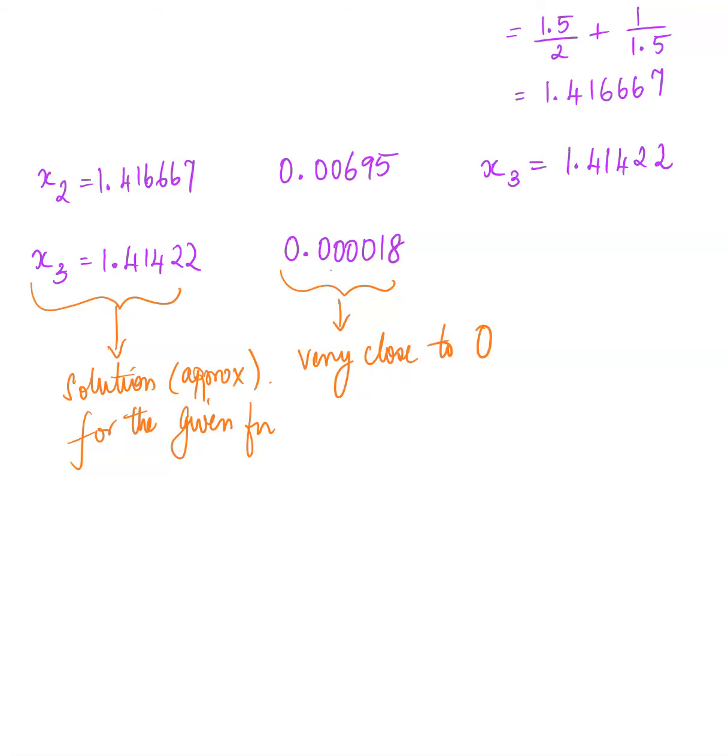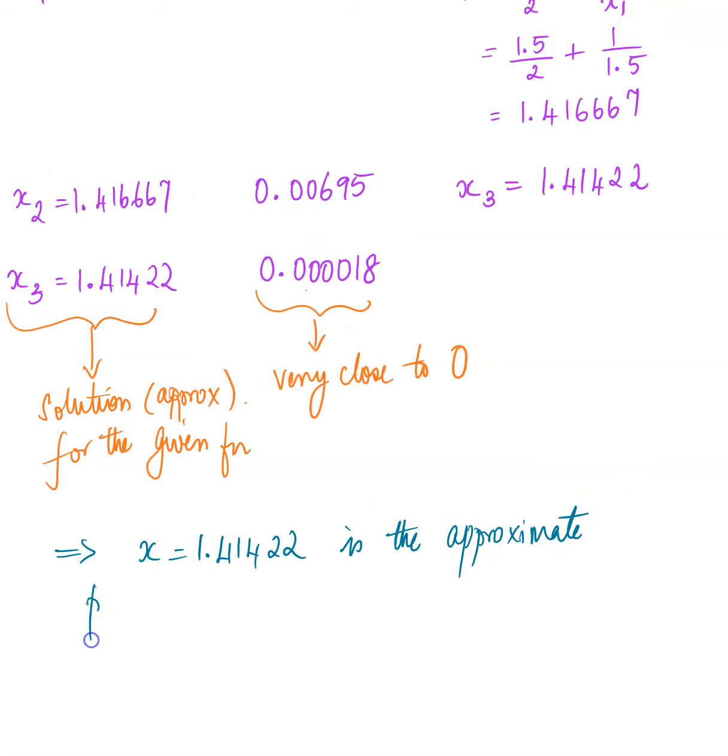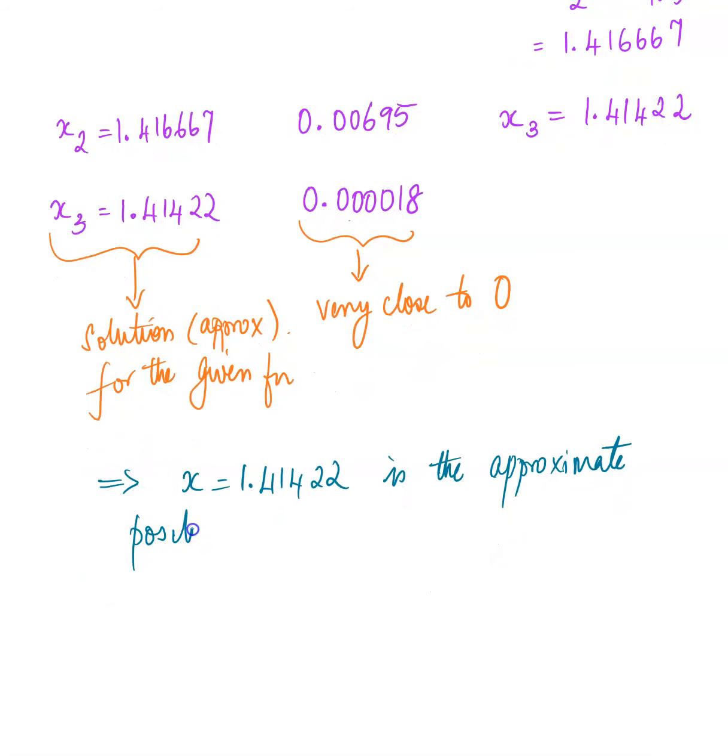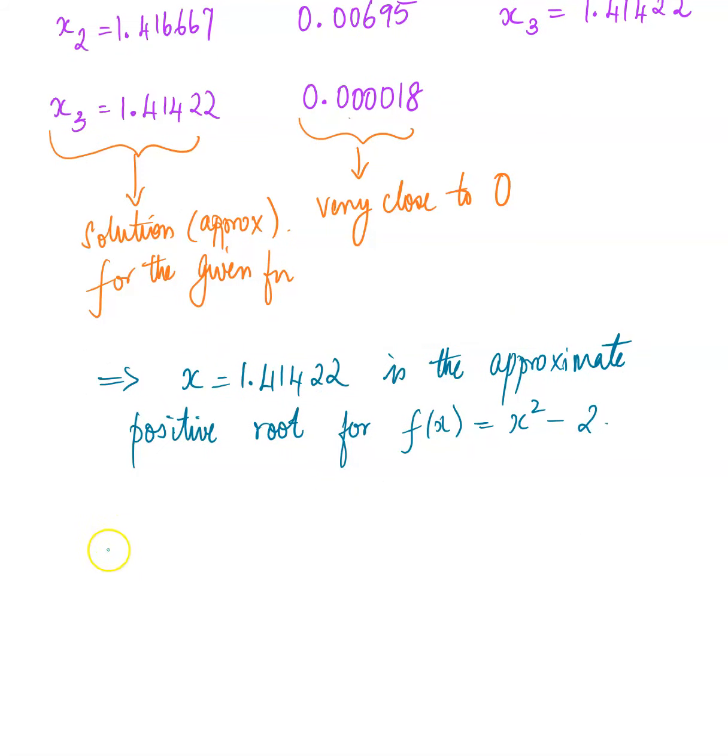So what we're saying then is that x equals 1.41422 is the approximate positive root for f of x equals x squared minus 2. But we already found the solution by just solving for x. We got x equals root 2, from solving for x without using Newton's method.